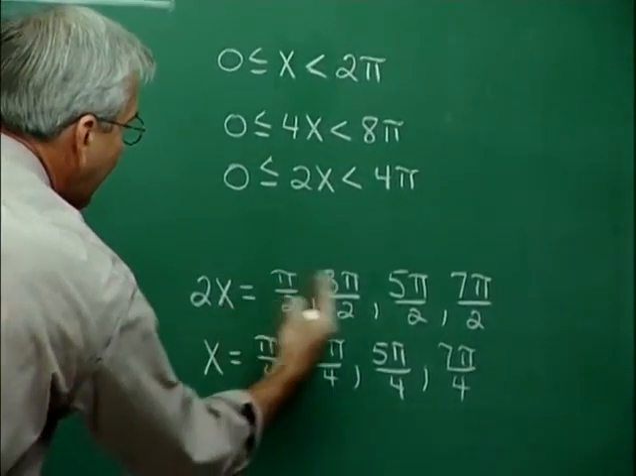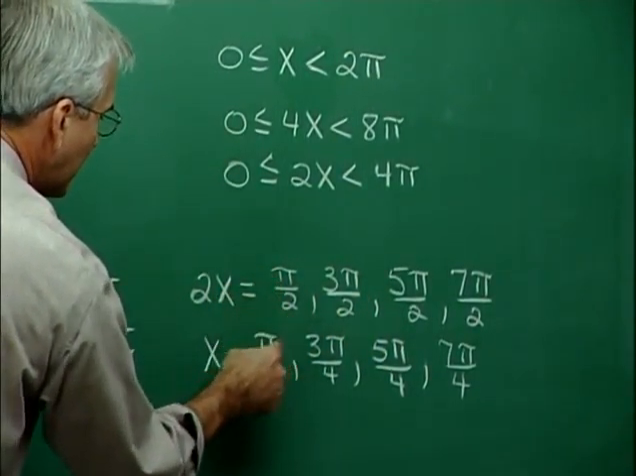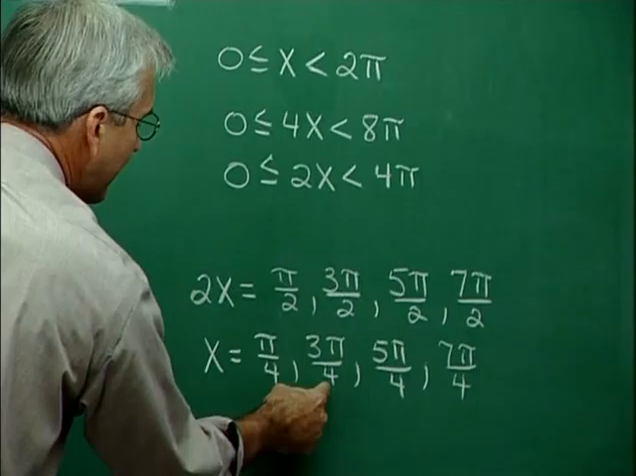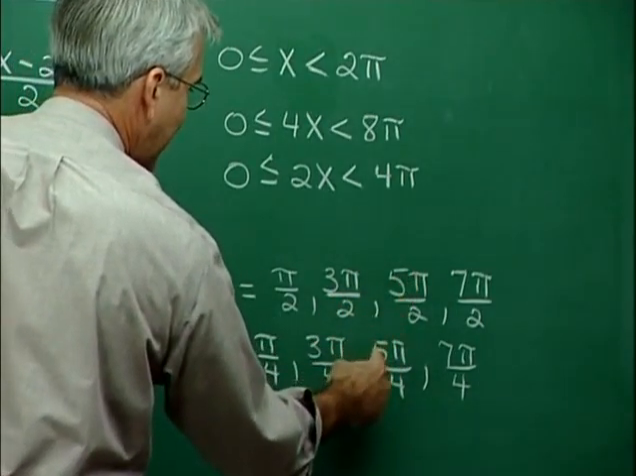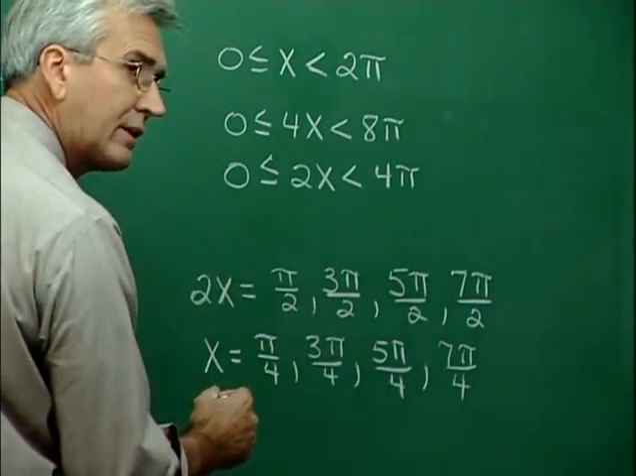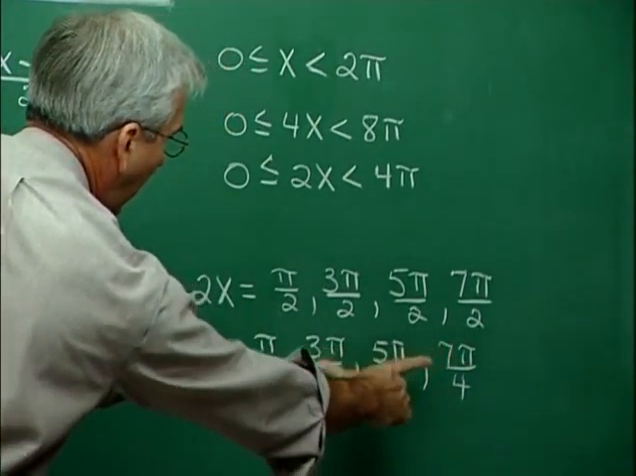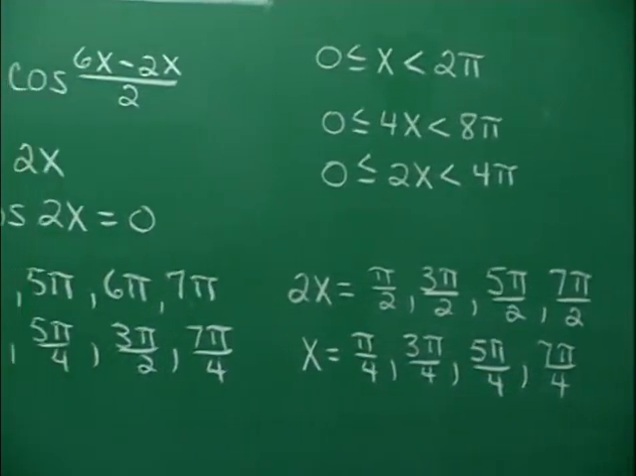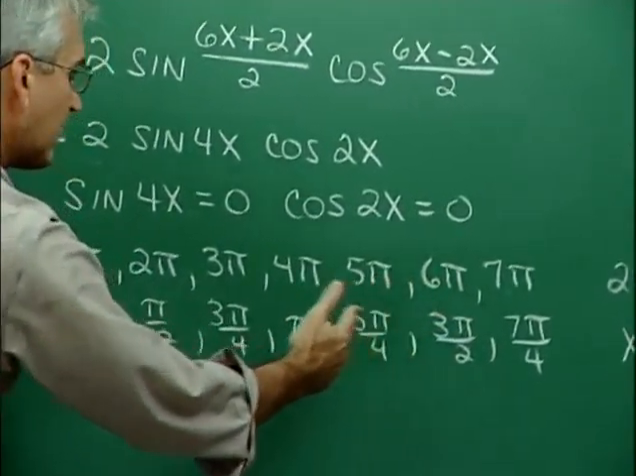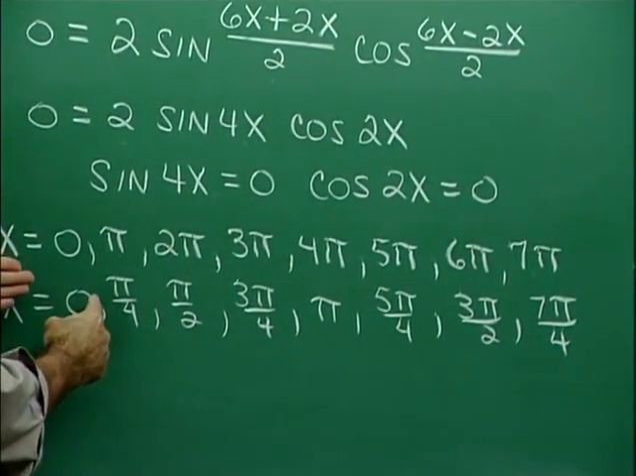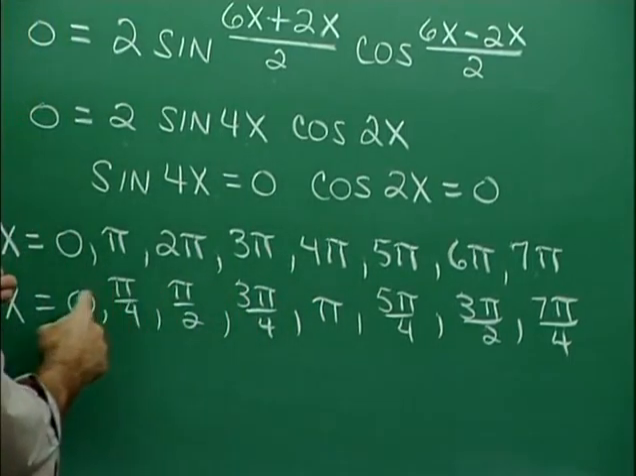Well, take half on both sides. Half of pi over 2, pi over 4. Half of this, 3 pi over 4. Half of this, 5 pi over 4. You know, these are starting to look rather familiar. If you look at these items, they are all items that are contained in this big list of solutions over here. So it turns out that this then is the complete list of our solutions.